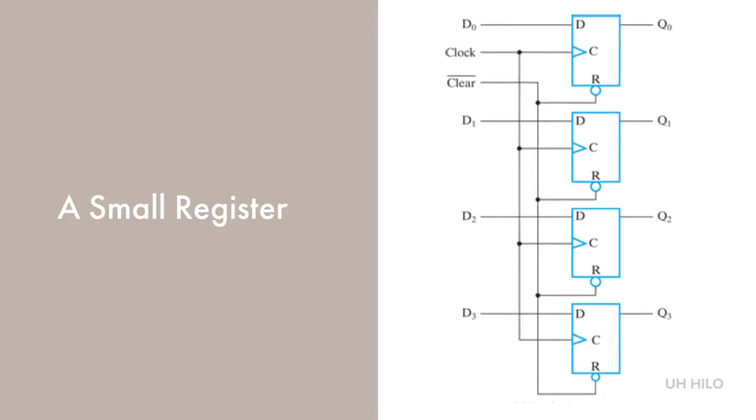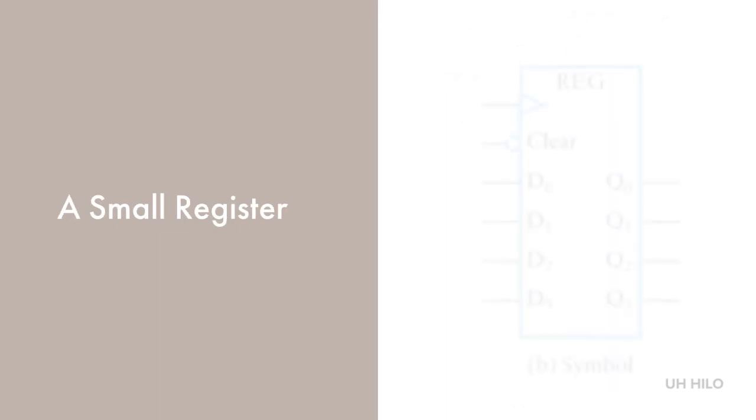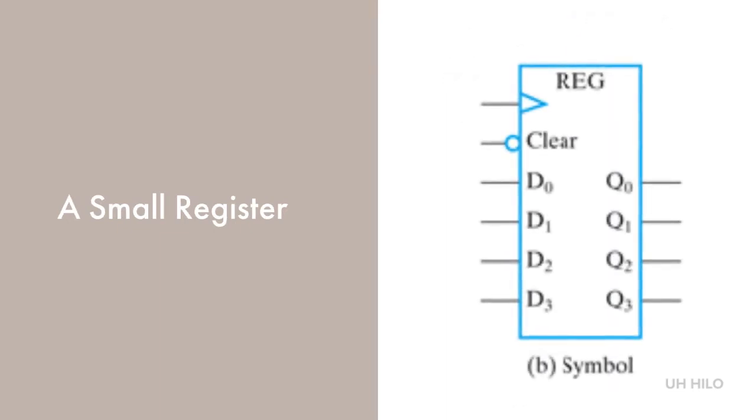We maintain clear NOT at logic 1 during normal clocked operation, allowing it to be logic 0 only when a system reset is desired. The transfer of new information into a register is referred to as loading the register. If all the bits of the register are loaded simultaneously with a common clock pulse, we say that loading is done in parallel. Here is a symbol for the register we just discussed.